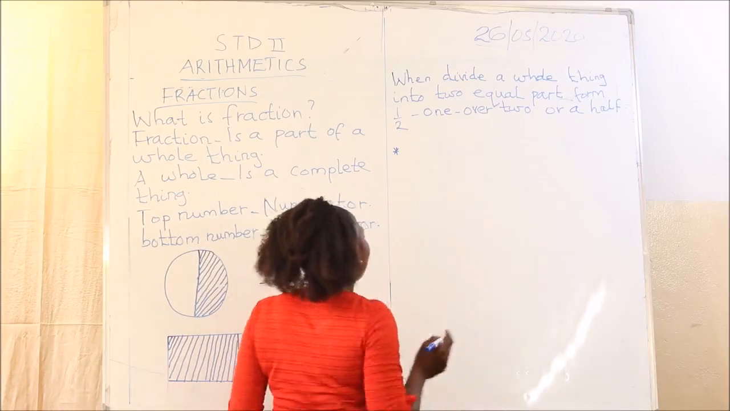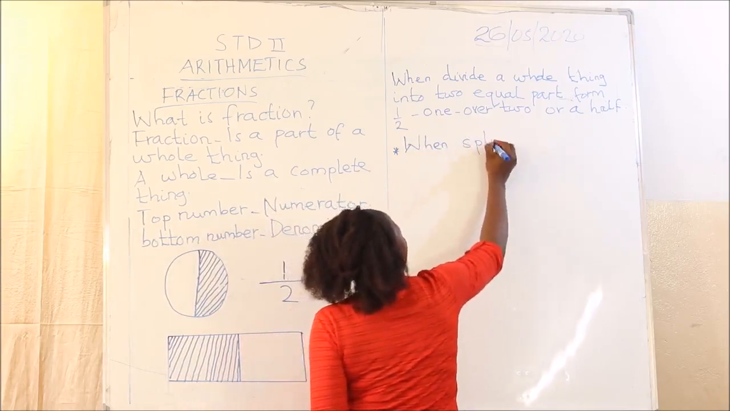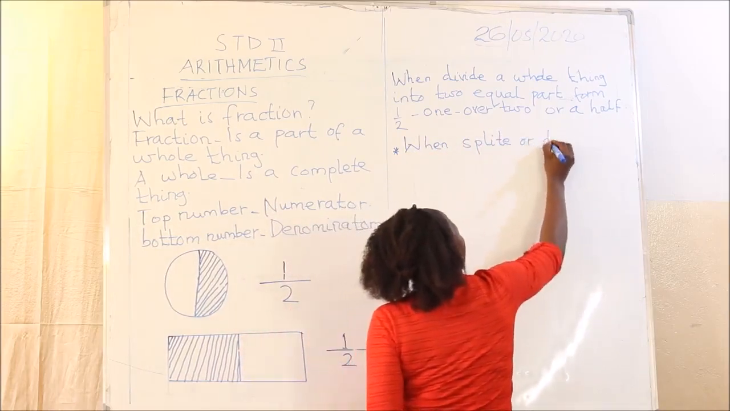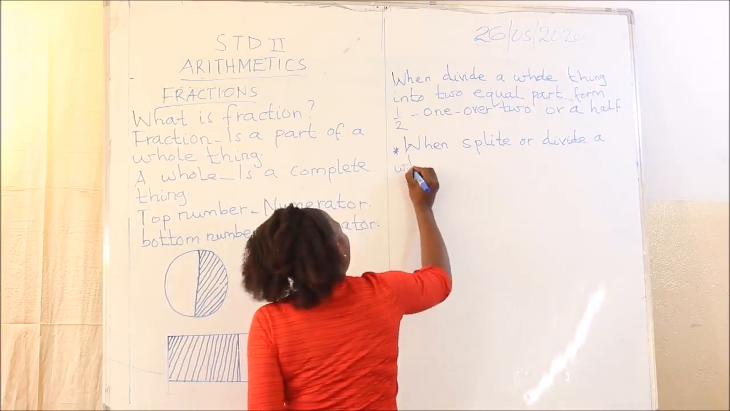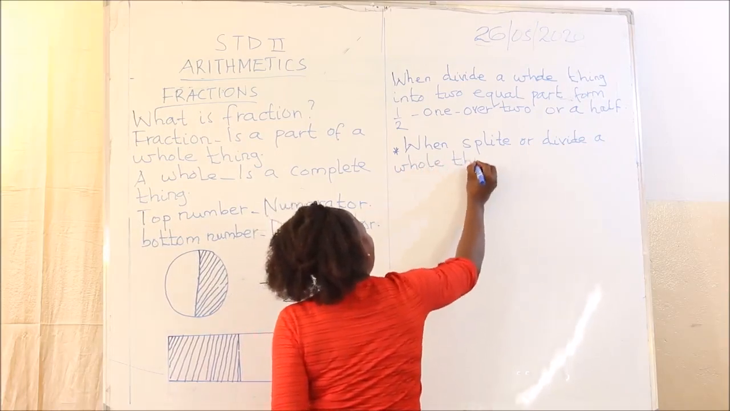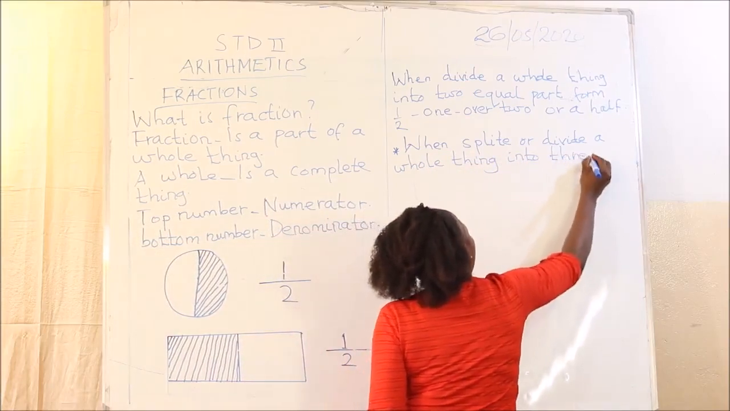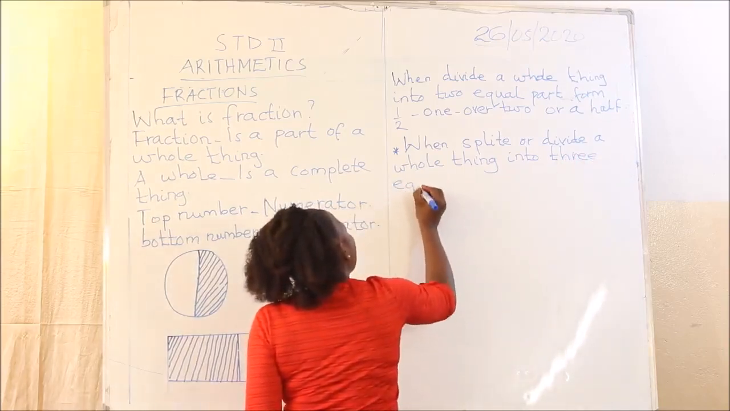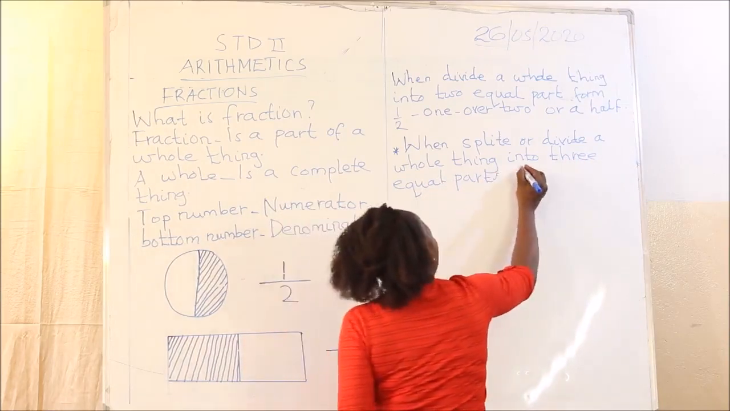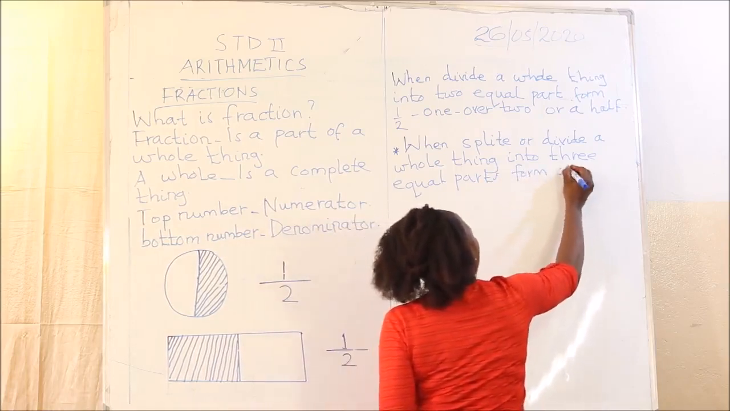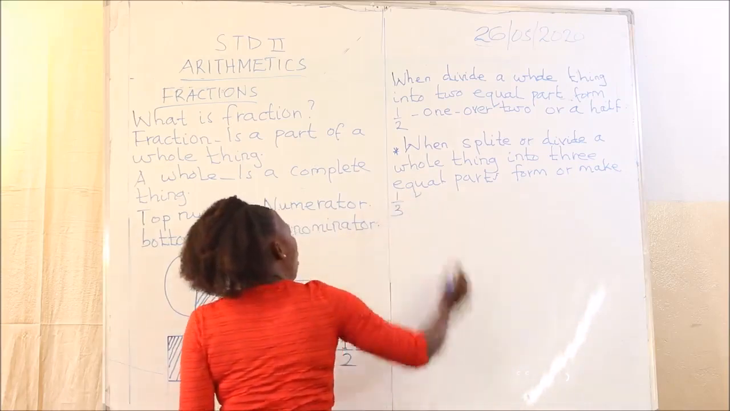Another thing you have to keep in mind is that when you split or divide a whole thing into 3 equal parts, you form or make 1/3 or a third.